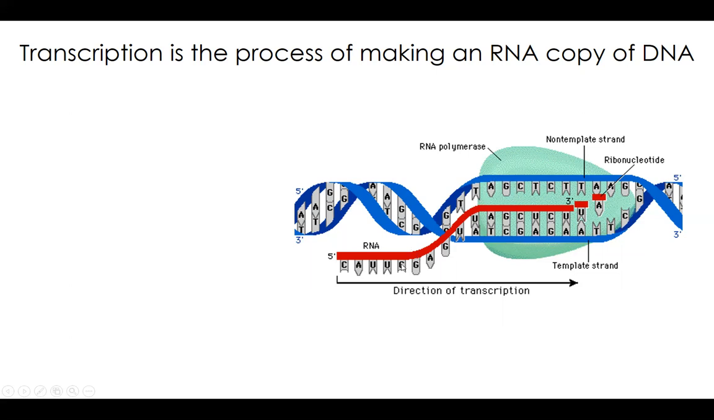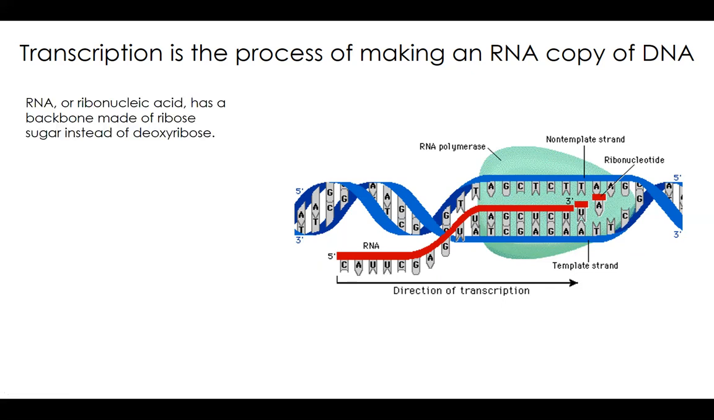Whereas our RNA is going to allow us to make a copy of that we can use for other purposes. So RNA, or ribonucleic acid, has a backbone made of ribose sugar instead of deoxyribose. So we still have those phosphodiester bonds, but we're using a different sugar. So this is ribose, and this is deoxyribose. And they're very, very similar, except ribose has an extra hydroxyl group coming off of carbon 2 here.